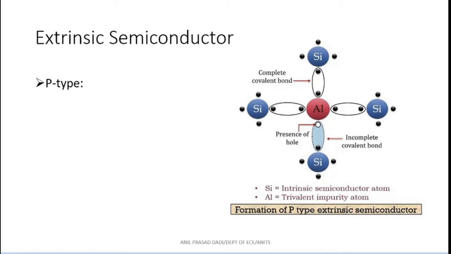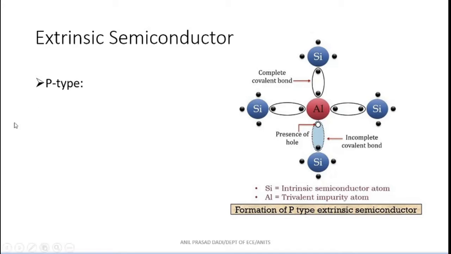Examples are aluminum, boron, very good. Silicon? No. Silicon has 4 valence electrons. To the silicon only you are adding, but what type of impurities? Trivalent. Trivalent means in their outermost orbit 3 valence electrons are present. Such elements are all third group; all third group elements are trivalent. So boron, aluminum.